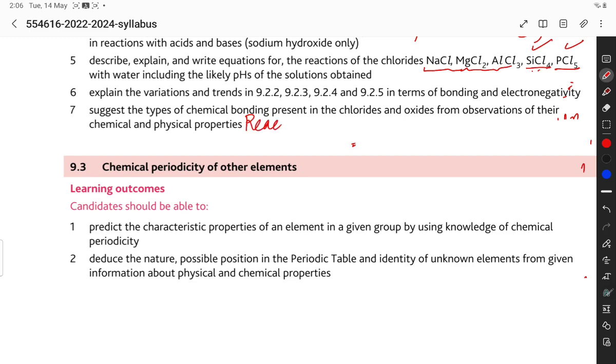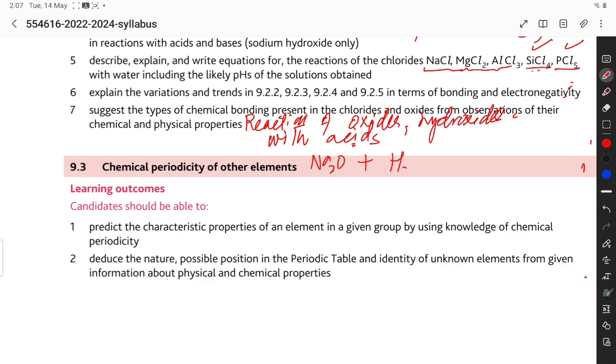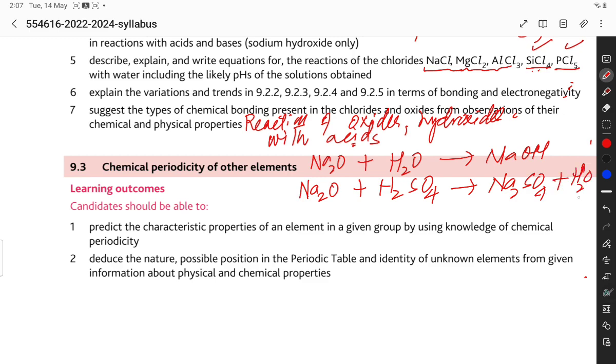So there are reactions of oxides and hydroxides with acids. Sodium oxide plus water forms sodium hydroxide; sodium oxide plus sulfuric acid forms Na2SO4 plus water, a neutralization reaction. The product is an aqueous alkaline solution.